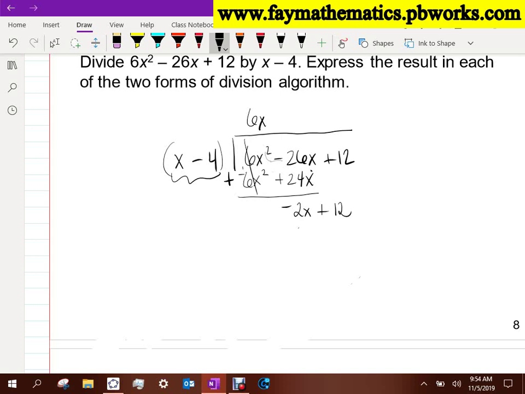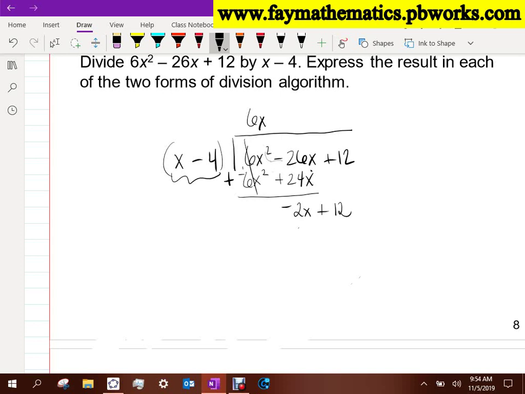So I get that. Now, do I stop or do I continue with the algorithm? We've got to answer the question. These algorithms are repetitive things where you answer a yes or no to either continue or stop. The question we ask here is, is negative 2x plus 12 a degree less than my divisor? What's the degree of negative 2x plus 12? It's degree 1, right? My divisor is degree 1. They're equivalent, so I keep going and just redo the algorithm.